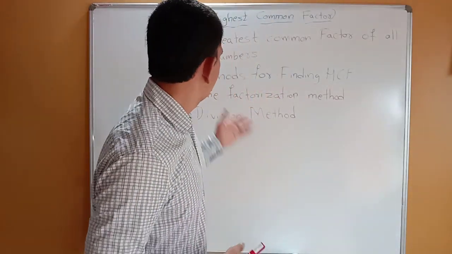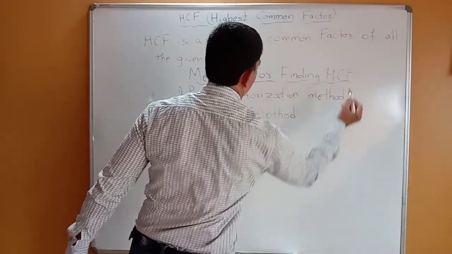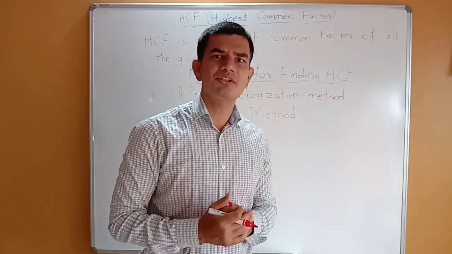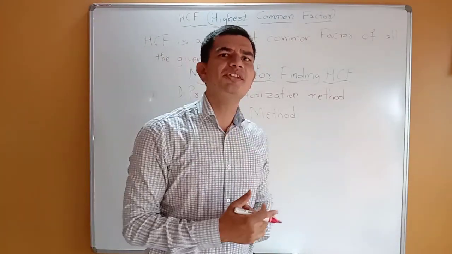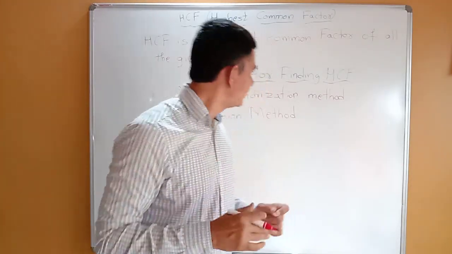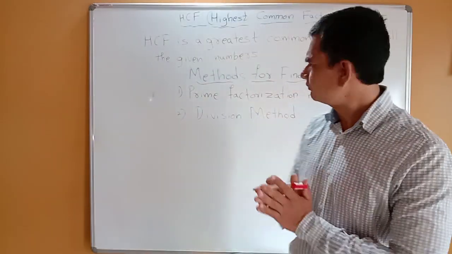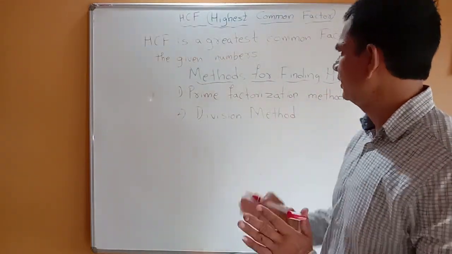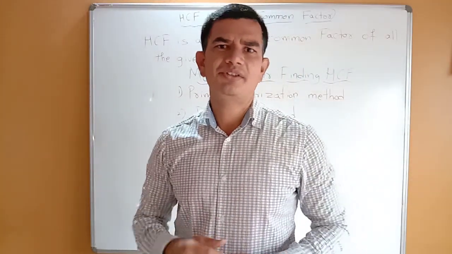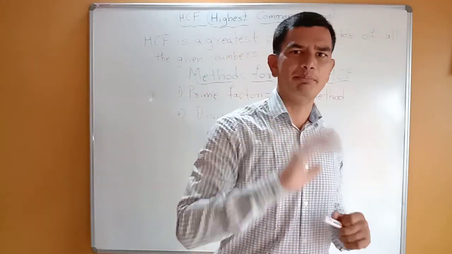Okay friends, in this again two methods are there. Here are the methods for finding the HCF. I will explain two methods, and you can choose whichever is easier and more convenient for you. Okay friends, let us see the steps. The two methods, as you can see here, are the prime factorization method and the division method. Any one method you can apply.